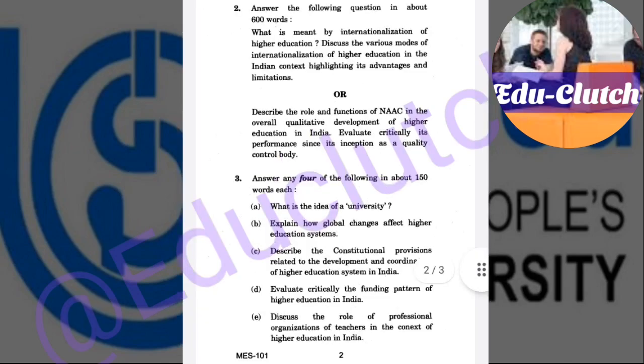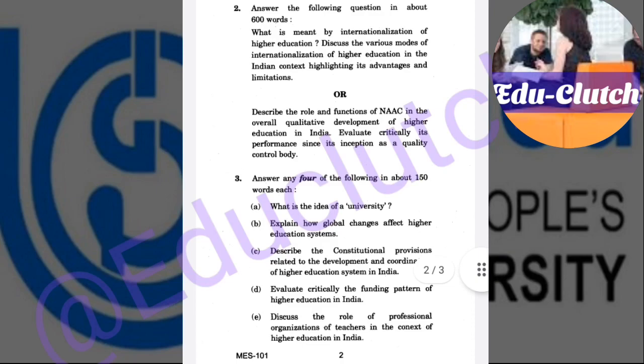Second question. What is meant by internationalization of higher education? Discuss the various modes of internationalization of higher education in the Indian context, highlighting its advantages and limitations. Or, describe the role and functions of NAAC in the overall qualitative development of higher education in India. Evaluate critically its performance since its inception as a quality control body.